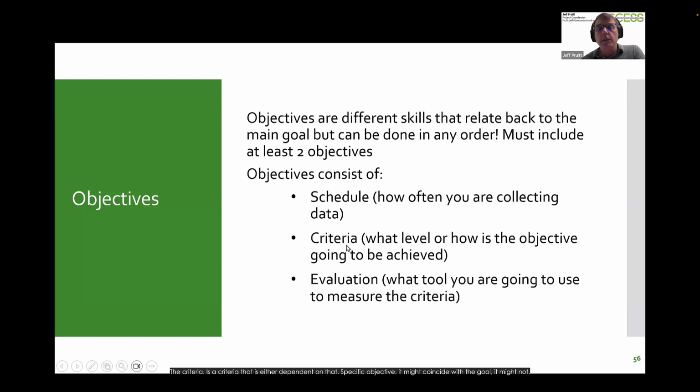The criteria is dependent on that specific objective. It might coincide with the goal, it might not. Where the goal says with 10% accuracy, objective one might say with no more than one prompt. So they don't have to correlate. An evaluation is what data collection tool you're using to collect this information to say that the student is or isn't making progress.